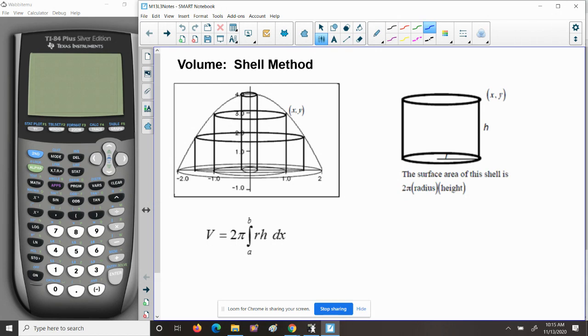But the nice thing is, for shell method, we only have one formula: the integral of 2 pi RH. And again, the 2 pi is just a constant, so we can put that out front. A couple of things to note.